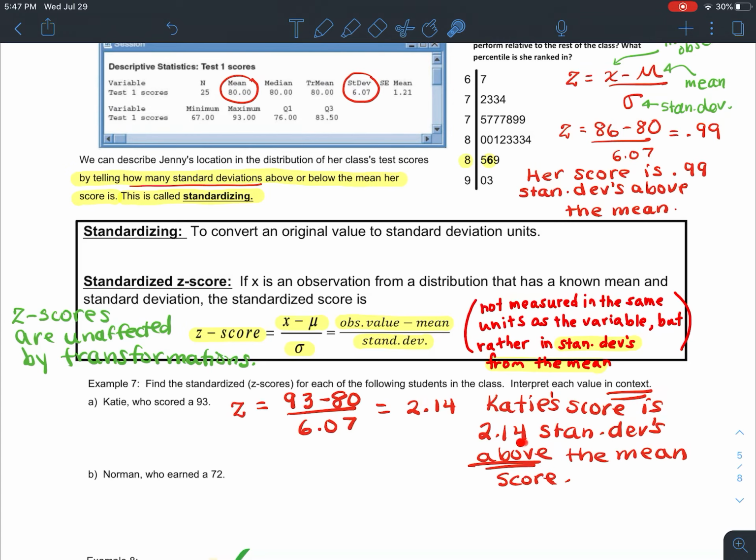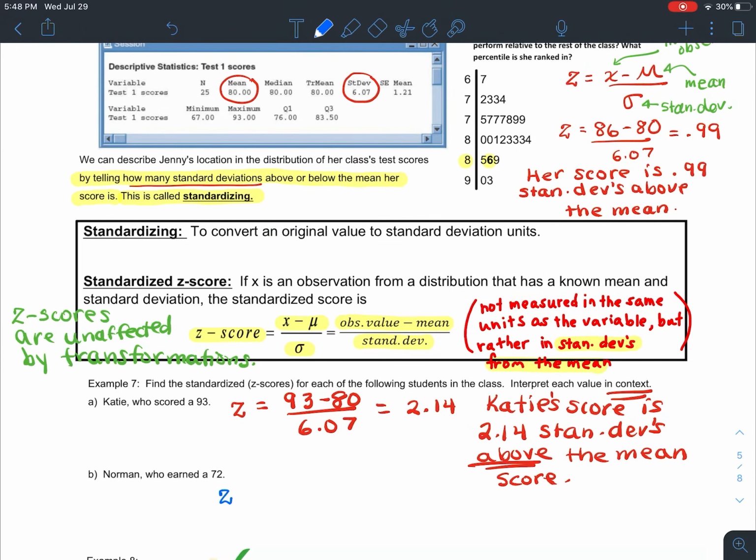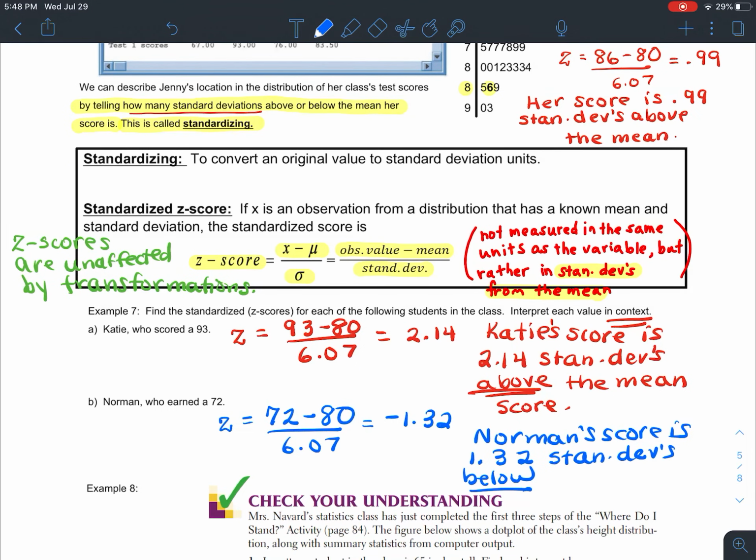She scored even better than Jenny, so she was even more standard deviations above the mean than Jenny was. Okay. Then we have poor Norman here. Norman got a 72, so we're going to convert his score into a z-score, and we get negative 1.32. So we're going to say Norman's score is 1.32. I'm not making it negative here. I'm going to say 1.32 standard deviations, and then I'm going to choose the word below because it was negative, below the mean score. Okay?